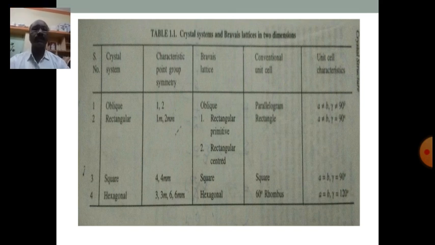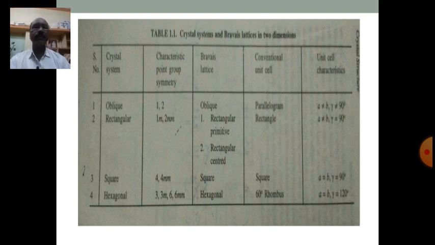Oblique crystal system, it has only one Bravais lattice. The point groups observed in the oblique crystal system are 1 and 2. So, one fold symmetry and two fold symmetry. Bravais lattice is one Bravais lattice, oblique. The conventional unit cell is of the form parallelogram, isn't it? And the lattice unit cell characteristics, a is not equal to b, gamma is not equal to 90 degrees.